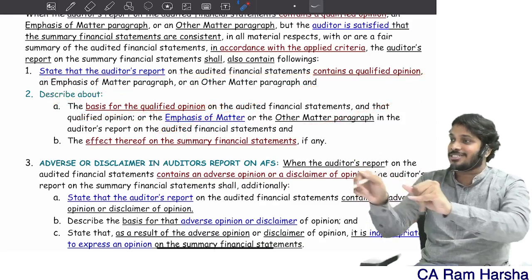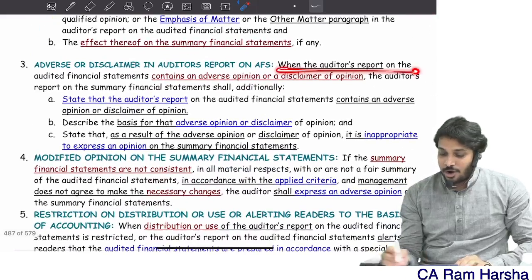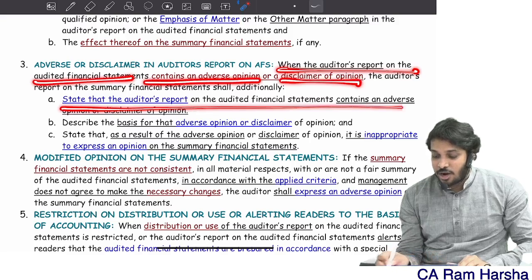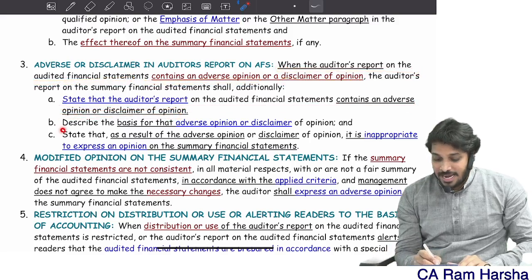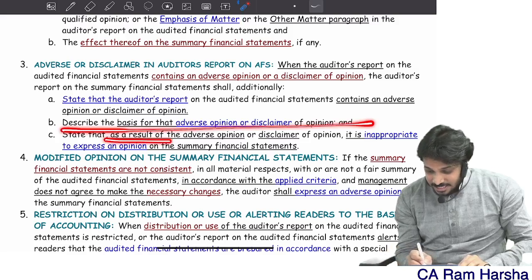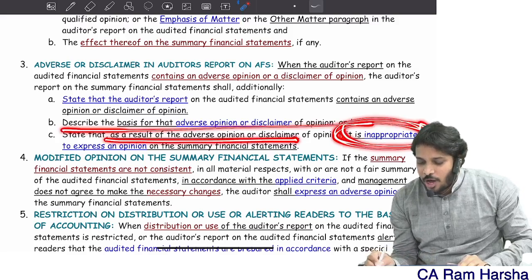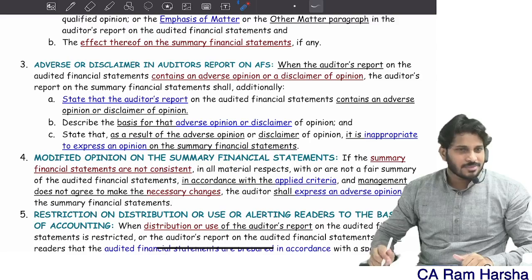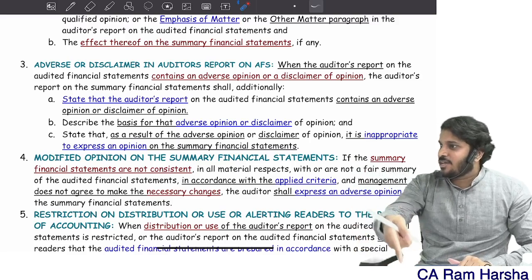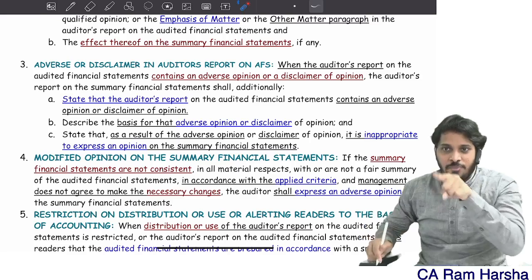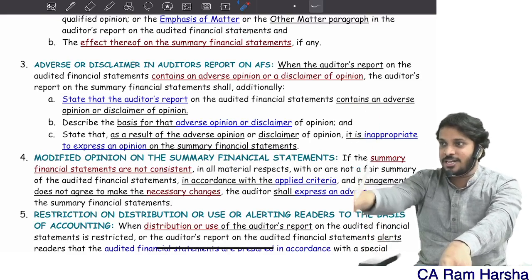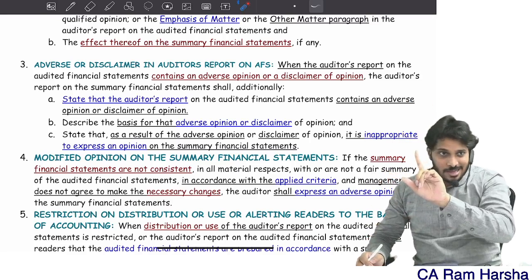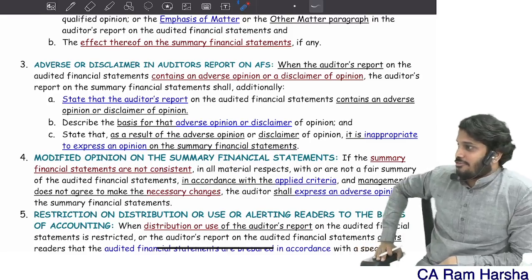Just now I showed you an illustration. Suppose the auditor's report on audited financials contains adverse or disclaimer, state that the auditor report contains adverse or disclaimer, describe the basis. As a result of adverse opinion, it is not proper for me to express opinion on summary financials. It is not proper for me. That is wrong. Whether it is a fair summary or not, you are asking me. When that itself is wrong, how come you use this? That itself I am telling you not to use. Why do you want to use summary again? I will not give opinion. Understood the logic? All of you.